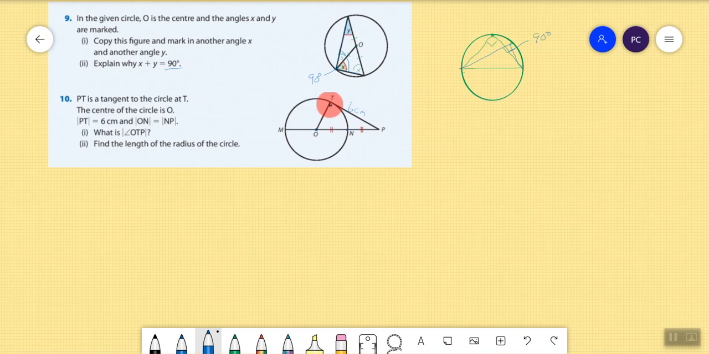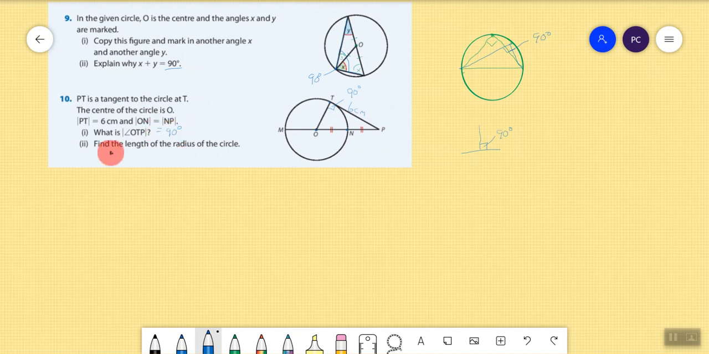So again, if this is a tangent here, this line will be, if it goes into the center, it'll be perpendicular. Therefore, this angle has to be a 90-degree angle. So when you have a line and it forms a perpendicular line out of it, this angle will be a 90-degree angle. So that's what's going on here. So we can say that angle OTP is equal to 90 degrees.